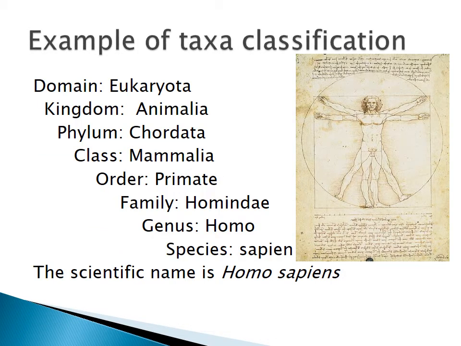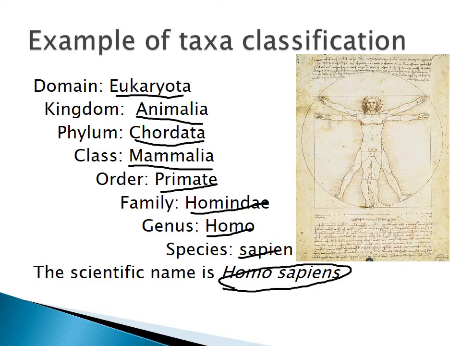So let's take a look at an example of the classification of an organism, and we're going to use humans as that example. Our domain is Eukaryota. We are animals. We fall in the phylum of chordates. Our class is mammal. Our order is primate. Our family is hominid. We are in the genus Homo and the species sapiens, and therefore our scientific name is Homo sapiens. And you can see it's written in proper scientific notation.